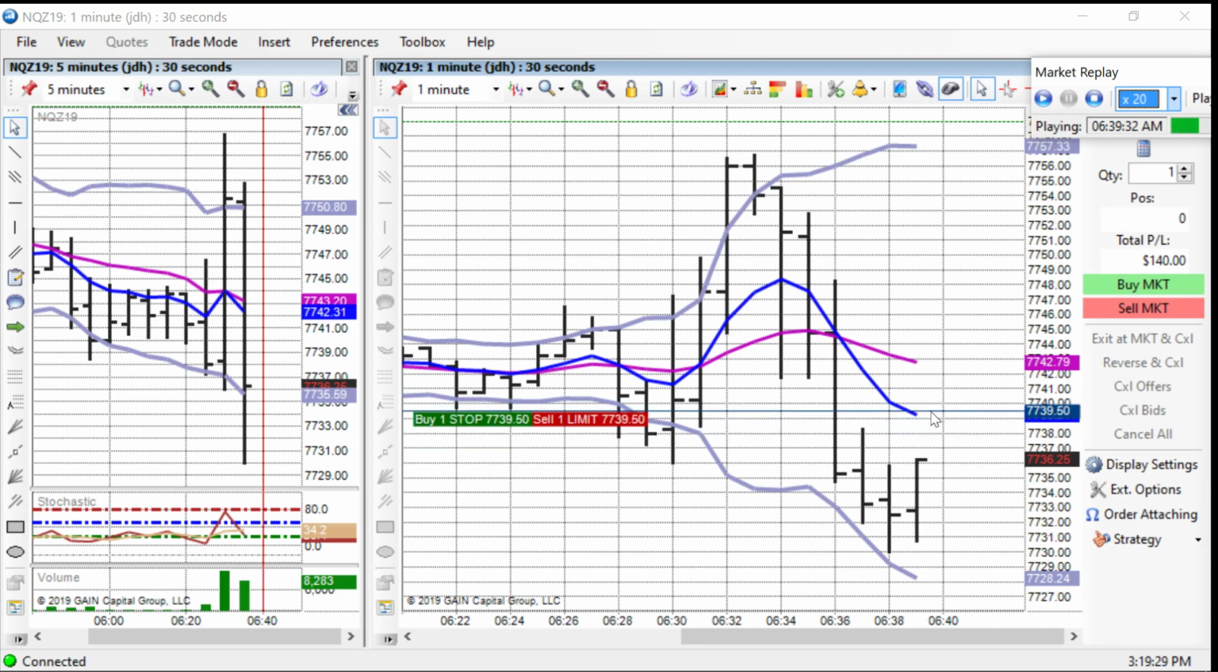Your timing can be a little bit off, but as long as you're buying close to that or selling close to that ADMA line, and the line is slanted outward from the 14 SMA line, your odds are very high of hitting your target, even if your timing's slightly off.